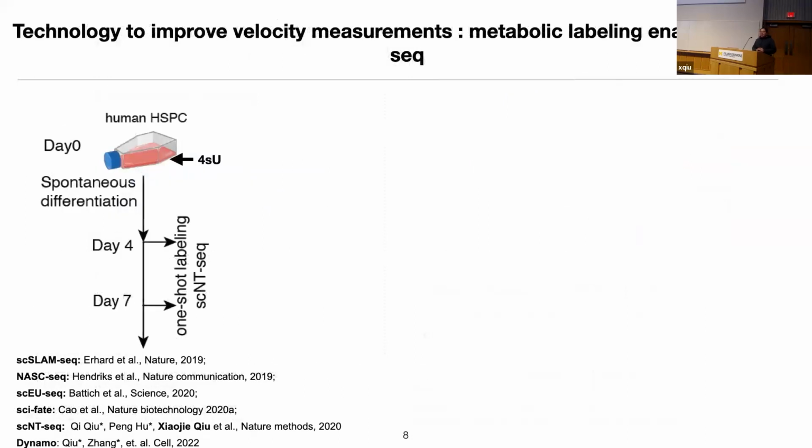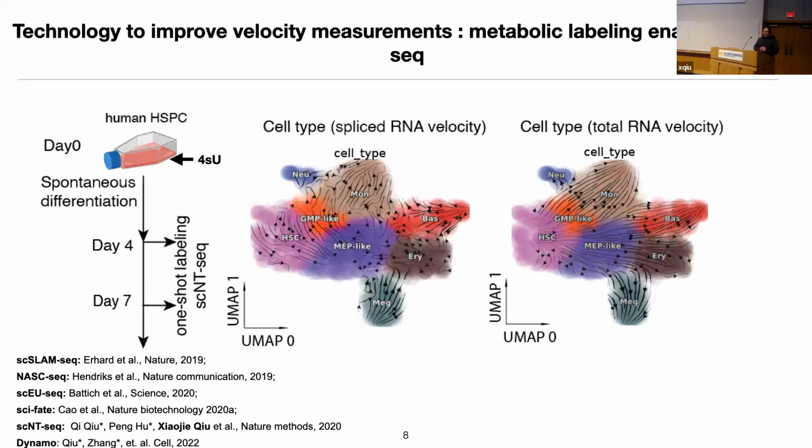On the other hand, I also realized that to power up such predictive models, we will need better technologies, better measurements. So for this, I worked with Xiaojie and Chen to implement metabolic labeling enabled single-cell RNA-seq. This is a new technology that explicitly tags the new RNA with the RNA nucleotide analog 4sU. So then you can explicitly identify what's new and what's old RNA from the data. We apply this technology to human hematopoiesis, and we take the splicing information from this experiment and perform RNA velocity with the spliced data.